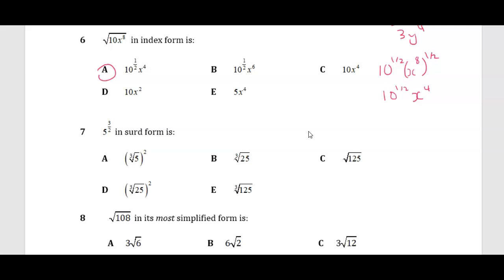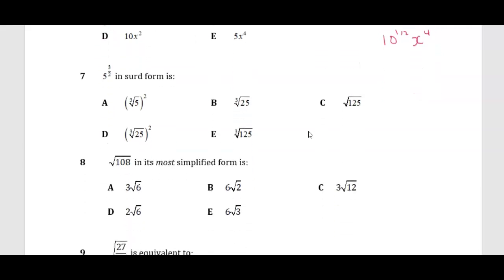All right, question 7. So we've got 5 to the power of 3 on 2. So the 3 on 2 we can actually separate to be a half to the power of 3. So I've just taken the 3 on 2 and separated it. When you think about it, 3 on 2 is the same as 3 times a half. So I've just separated that multiplication. So I've got 5 to the power of a half, which is the square root of 5, all cubed.